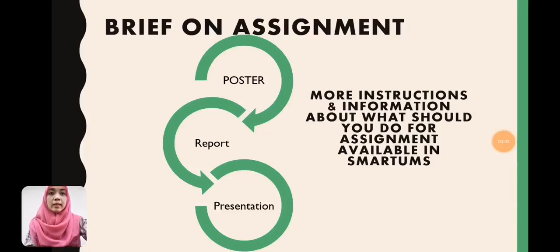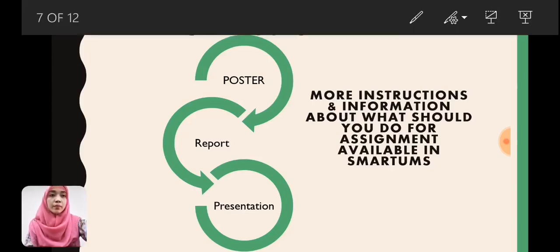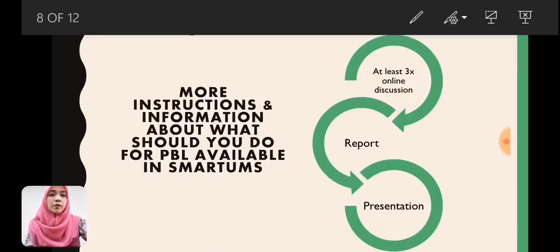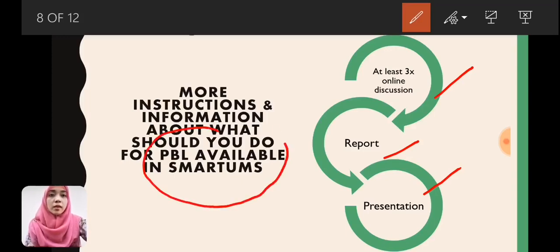Okay, this is a brief on the assignment. You have 3 tasks. First, you should prepare a poster, submit a report, and conduct a group presentation. For more instructions and information, please visit the assignment file available in Smart UMS. Next, this is a brief on PBL. You also have 3 tasks. First, 3 times online discussion, submit a report, and conduct a group presentation. For this one, you can also find more instructions and information available in Smart UMS.